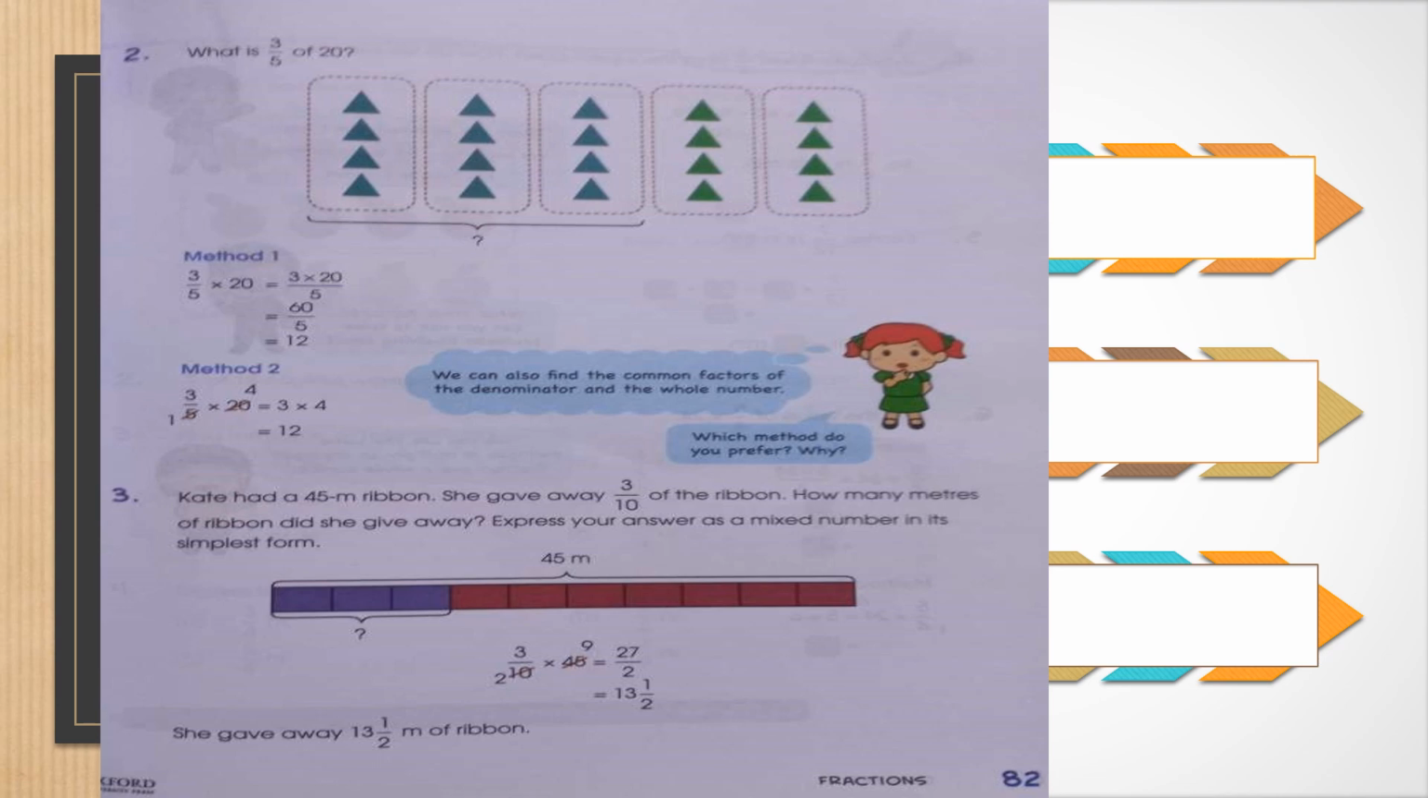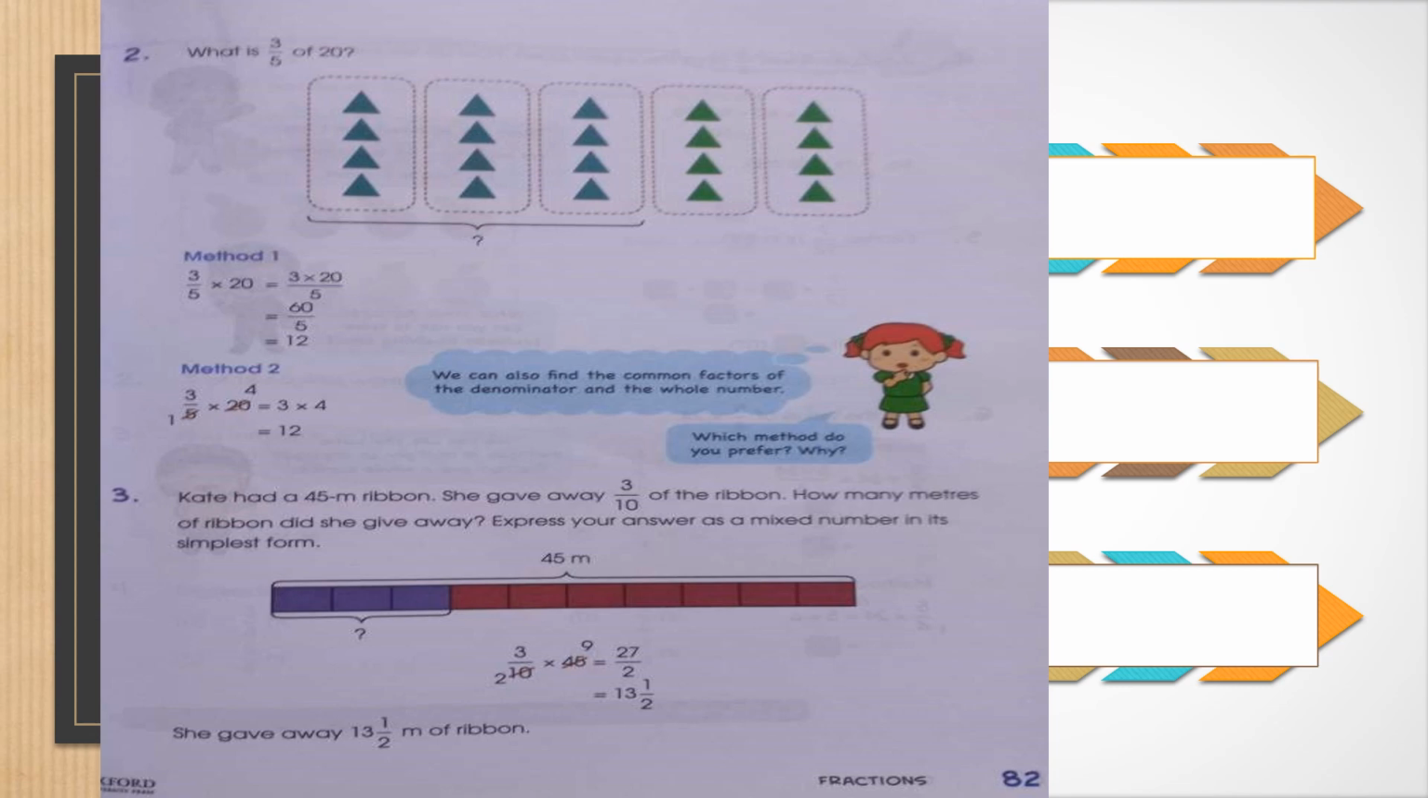Now in question 3, we have Kate had a 45-meter ribbon. She gave away 3/10 of the ribbon. How many meters of ribbon did she give away? Express your answer as a mixed number in its simplest form. The total ribbon was 45 meters and the portion she gave away is 3/10. So she basically gave 3/10 of 45 meters. So we can write it as 3/10 into 45.